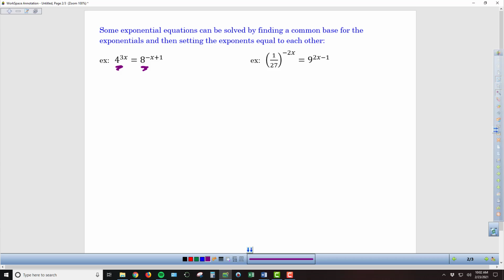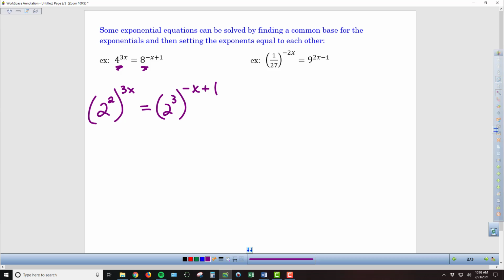Right now we have 4 to the 3x on the left, we have 8 to the negative x plus 1 on the right. Hopefully we recognize that 4 and 8 could be both rewritten as powers of 2. So what we can do is we can say instead of 4, make it 2 squared that's being raised to the 3x power. And then on the other side, 8 is 2 cubed. So I can do 2 to the 3rd. That's going to be raised to the negative x plus 1 power.